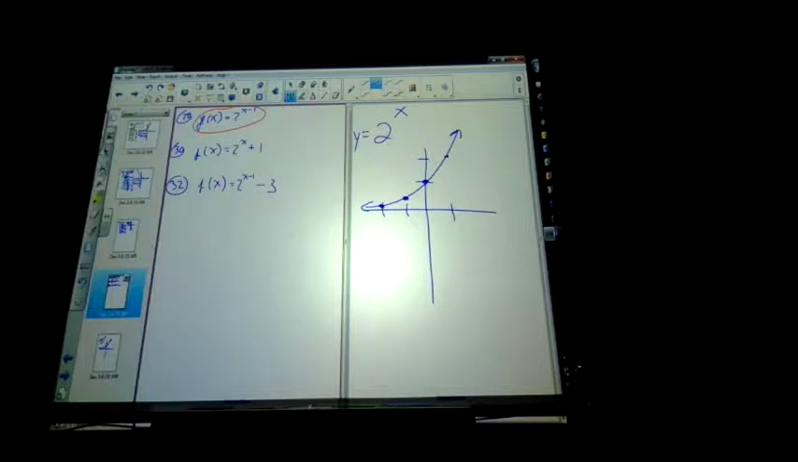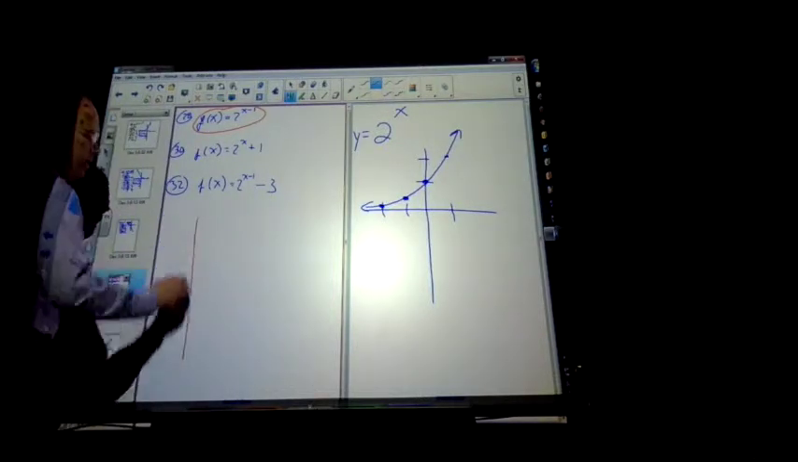Is it going to flip it over? Yeah. Shift to the left one, could be. Shift to the right one, okay. Is it going to flip it over the x-axis maybe? Flip it over the y-axis?